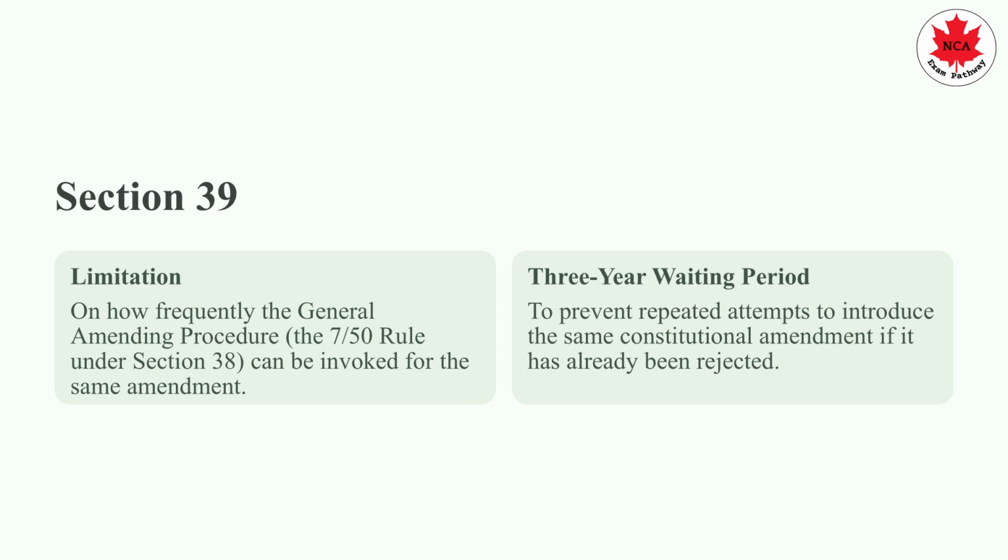Section 39 of the Constitution Act 1982 places a limitation on how frequently the general amending procedure under Section 38 can be invoked for the same amendment. It establishes a 3-year waiting period to prevent the repeated attempts to introduce the same constitutional amendment if it has already been rejected. So here, if a proposed constitutional amendment under Section 38 fails to pass, that is, it is not approved by both the required federal and provincial bodies, no new resolution on the same matter can be reintroduced for at least 3 years.